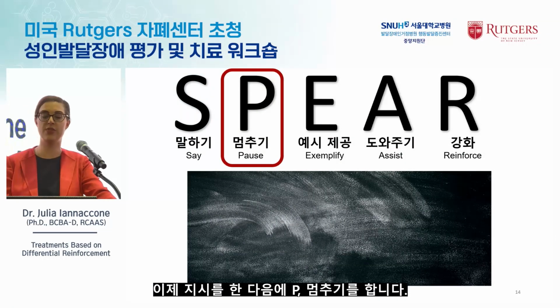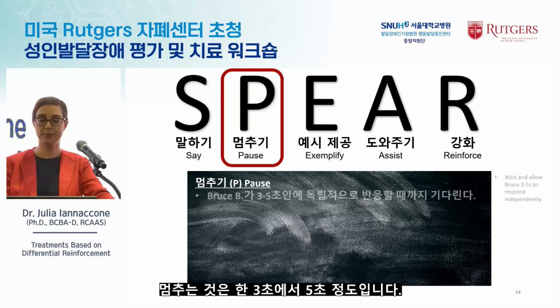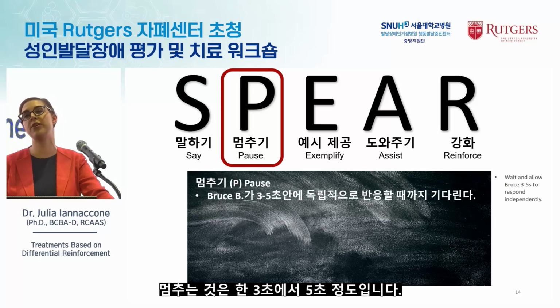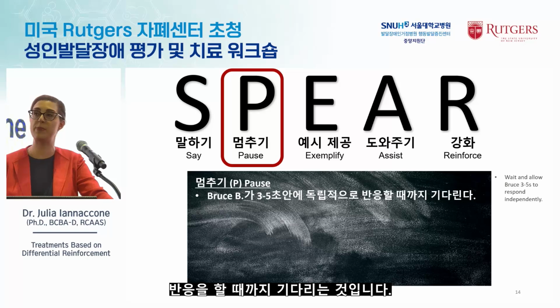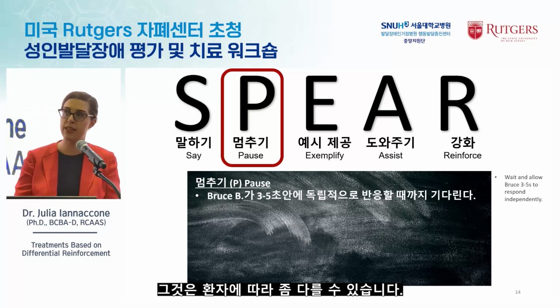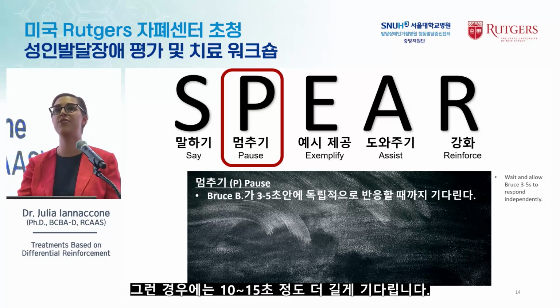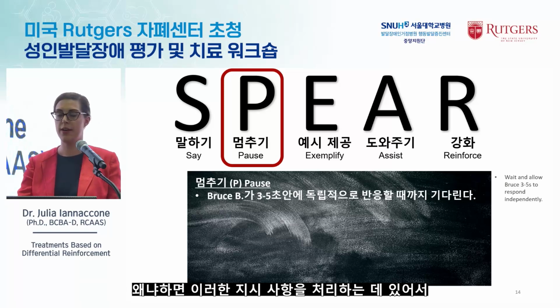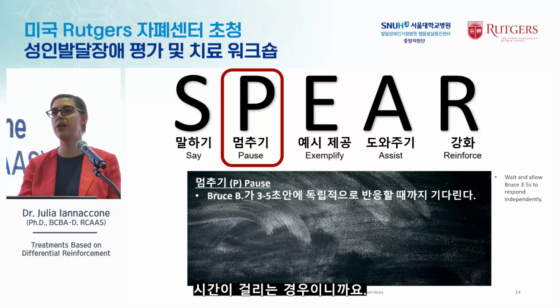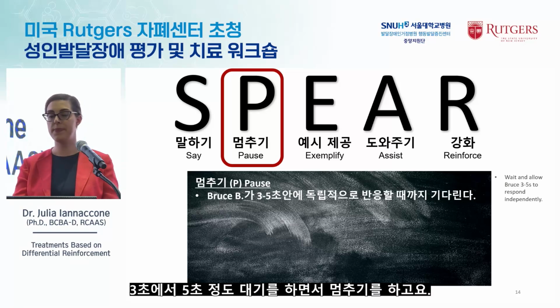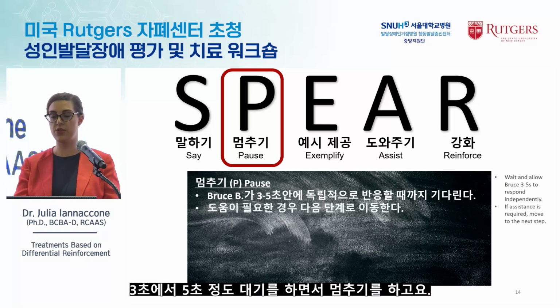So after you provide the instruction, you're going to pause. We usually pause for about 3 to 5 seconds to allow them to respond. And this you can change depending on the client. We recently had a patient who had some cognitive delays, and so we actually changed this to 10 to 15 seconds for him, because it took him some time to register our instruction. But for most of our patients, we usually wait 3 to 5 seconds, and then if they don't respond, we move on to E.